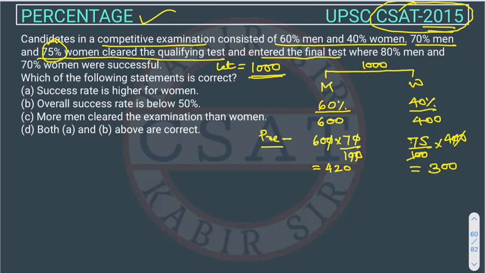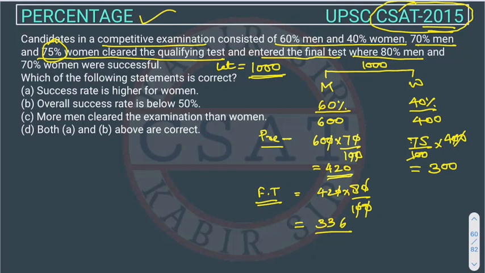Now there is a final test, like the mains exam, right? So in the final test, out of those men who cleared prelims, these people will write the mains exam, right? So out of that, how many cleared? 80%. 80% clear the final test, right? This 0 will cancel this 0, this will cancel this 0. So this will come out to 336. I think I'm doing the right calculation.